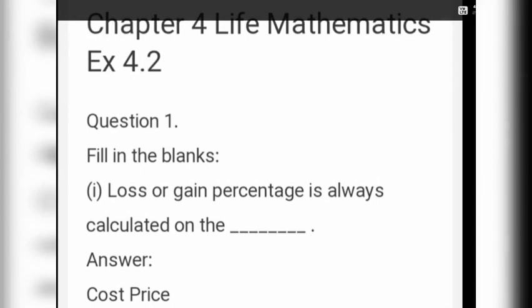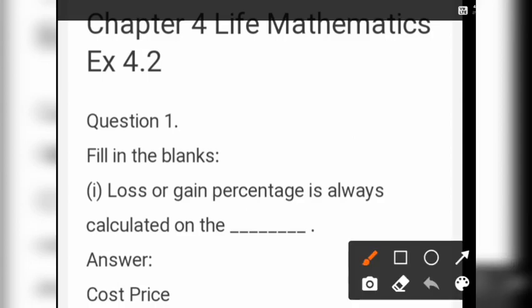Next, Exercise 4.2. Question number 1. Fill in the blanks. Loss or gain percentage is always only calculated on cost price.